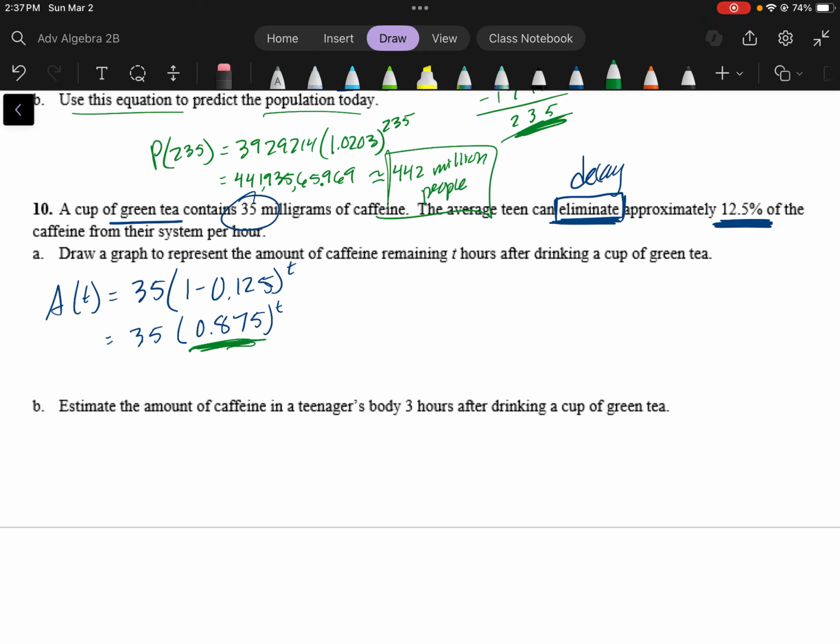And so if we tried to graph this, we would probably need to use a calculator to be able to graph it, but I'm just going to give you the values. If we plug in 0, anything to the 0 is 1. 1 times 35 is 35. If I plug in 1, you would get 30.6. If we plugged in 2, we get 26.8. If we plugged in 3, we would get 23.4. And obviously we could keep going.